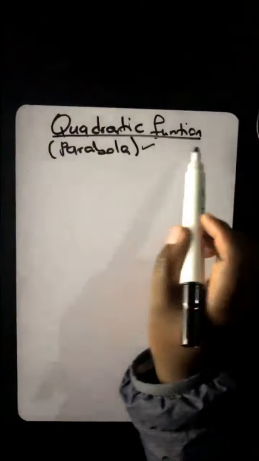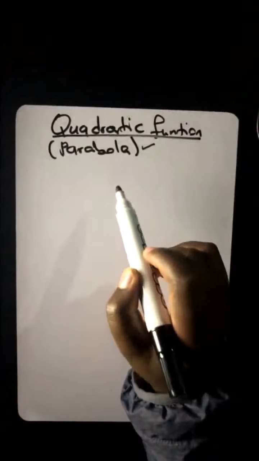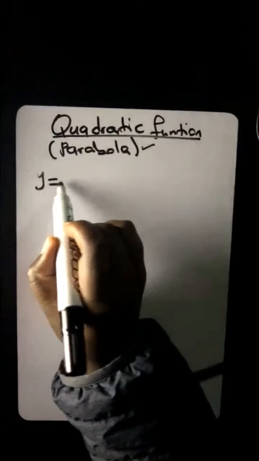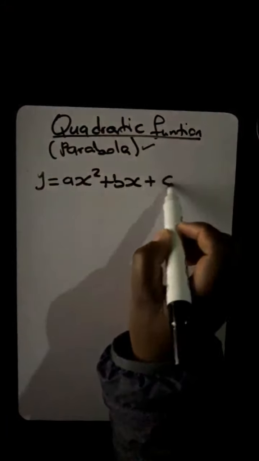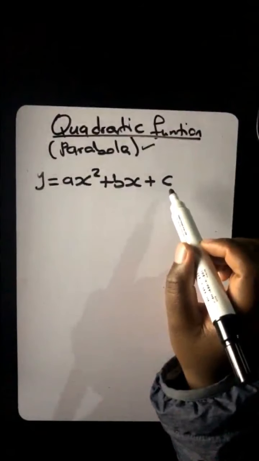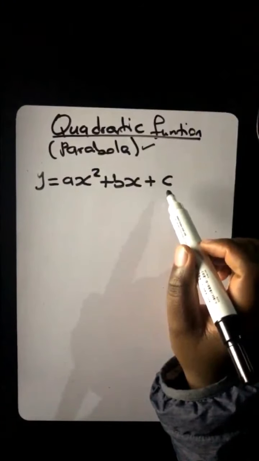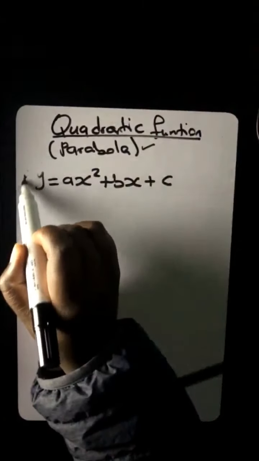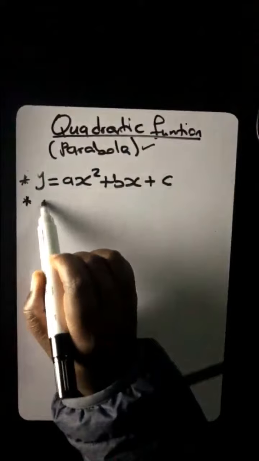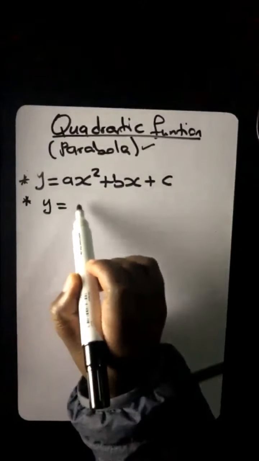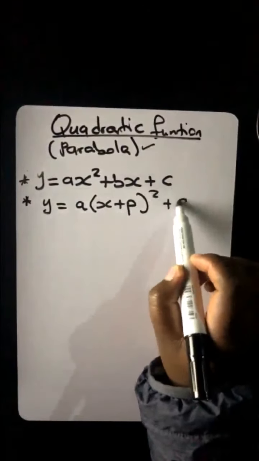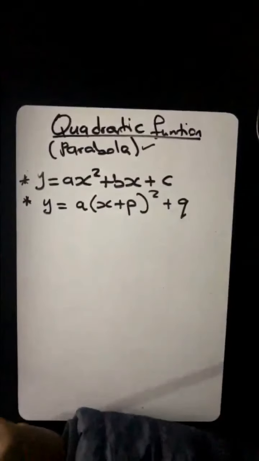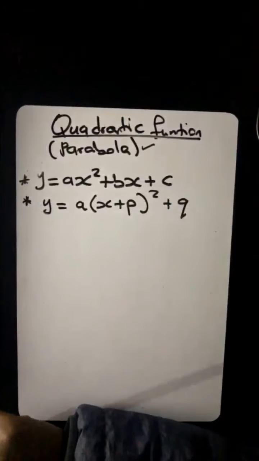So a quadratic function or a parabola is represented by y = ax² + bx + c. This is how we represent a quadratic function or a parabola. This is the first way in which you can represent the graph. Otherwise, it can also be represented as y = a(x + p)² + q. Both of these represent a quadratic function or a parabola.